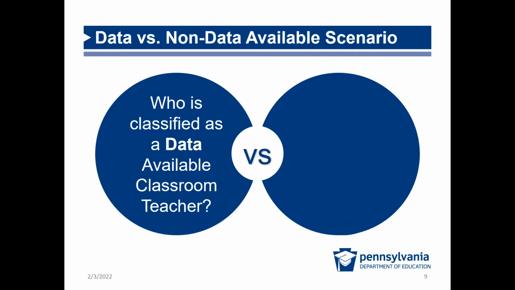Now, one question I did see or label was the special education. The special education teacher could be a data available, but they also could not be. So special education teachers are data available teachers if they're teaching a PSSA tested subject or a Keystone tested subject, either as a pullout and they're the only teacher of record, or if they are co-teaching. When I say co-teaching, I mean they present, they plan, and they grade just as the other person they're teaching with does, then they are data available. If they're only offering support, they are not data available. So special ed could go either way, and most special ed teachers will not be data available.